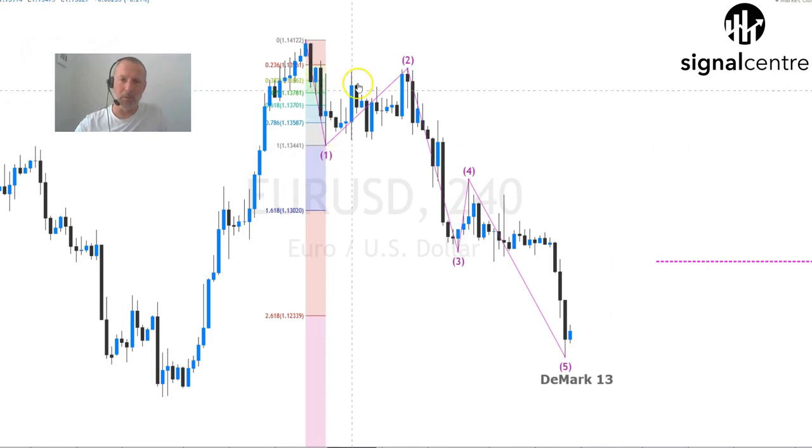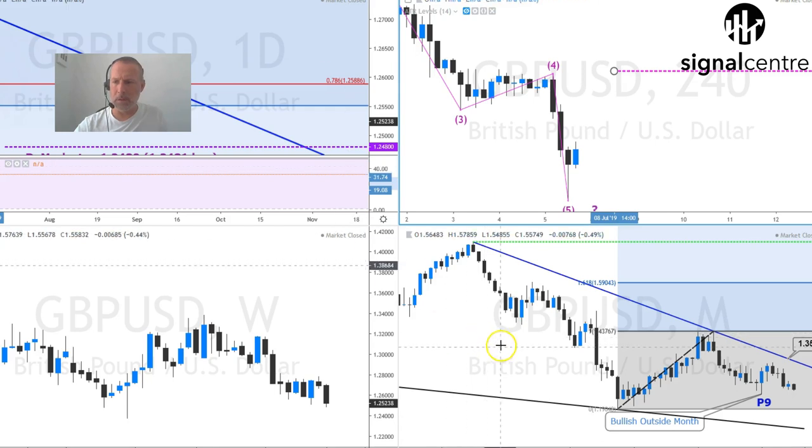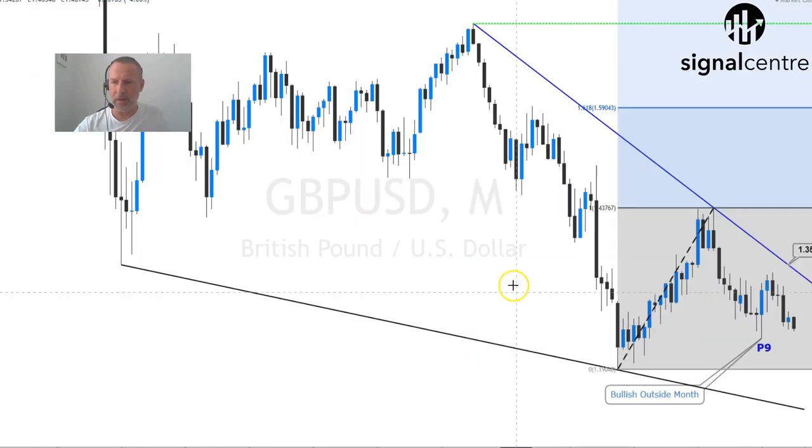So at the moment we've got a trend of lower lows and lower highs. So really we should still be looking at selling into rallies in euro dollar, at least at the beginning of next week. Going on to cable, let's break down a big picture analysis here.